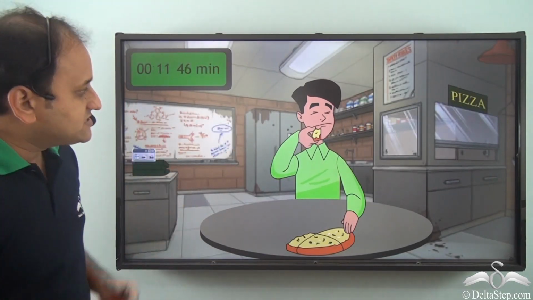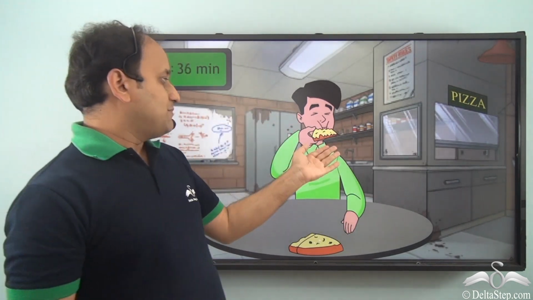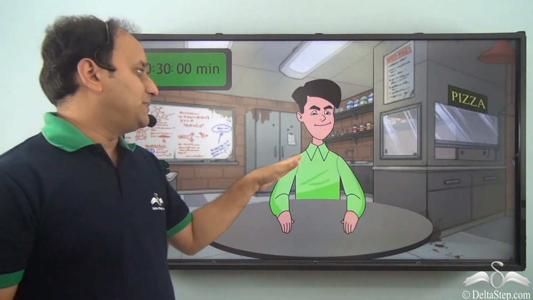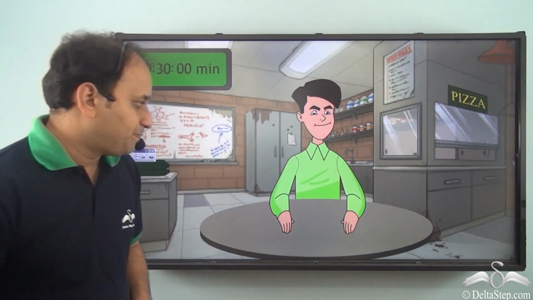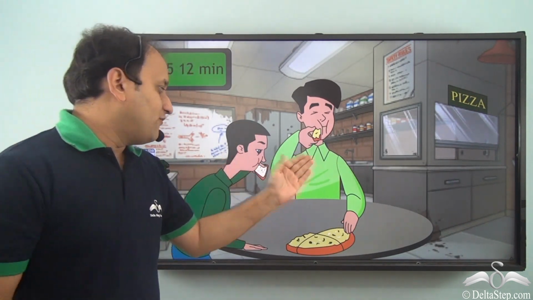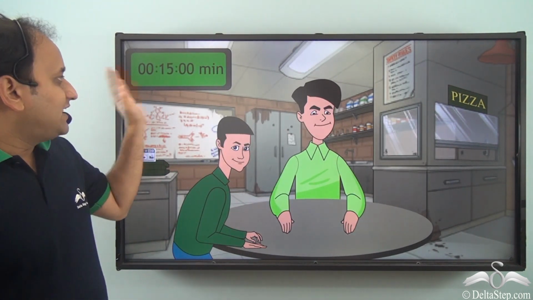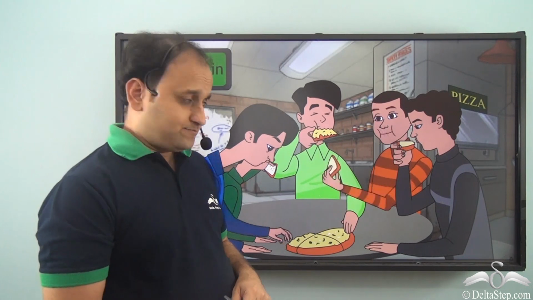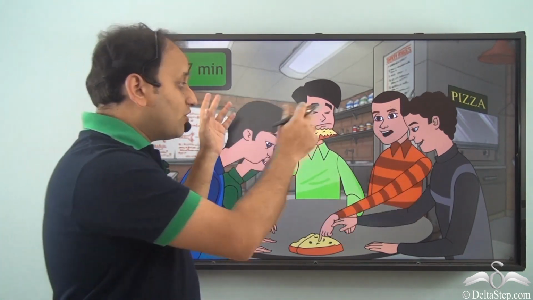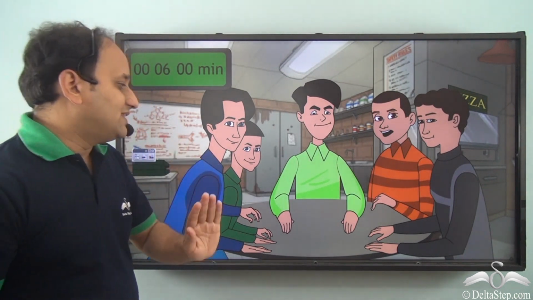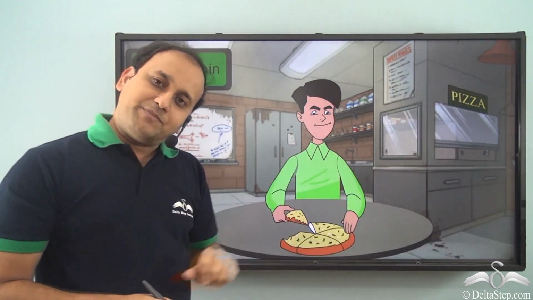Now let's see another example. So in this, Sam is eating the pizza alone and he takes 30 minutes to completely eat the pizza. Now, if we have one of his friends joining him, then they take 15 minutes to complete the pizza. And if there are more friends, then what happens? Well, in 6 minutes, they completely finish the pizza.